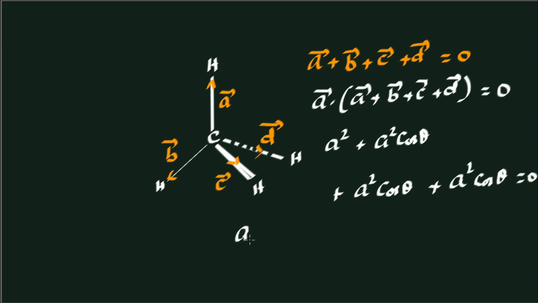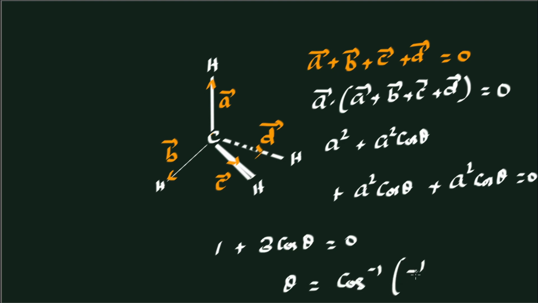So, cancelling A squared throughout, I have 1 plus 3 cos theta is equal to 0, and therefore theta is equal to cos inverse of minus 1 by 3, which of course we just calculated as 109.47 degrees.